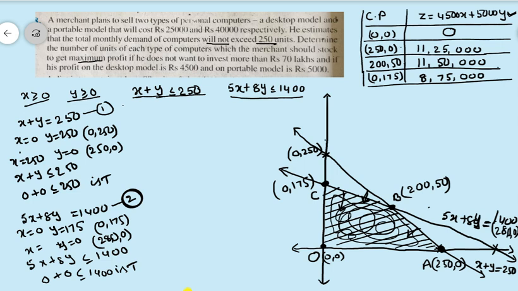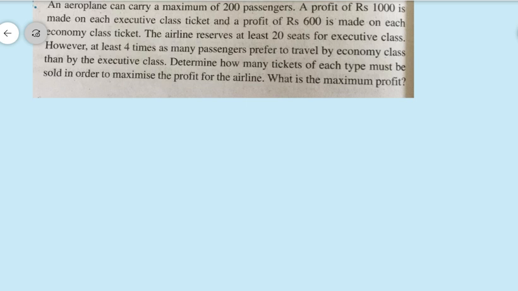So after substituting 250 comma 0, 0 comma 0, 200 comma 50, and 0 comma 175 in the objective function, we got the maximum value as 11,50,000. That means when x is equal to 200 units and y is equal to 50 units, the merchant will get the maximum profit, right? So just go through the next question.